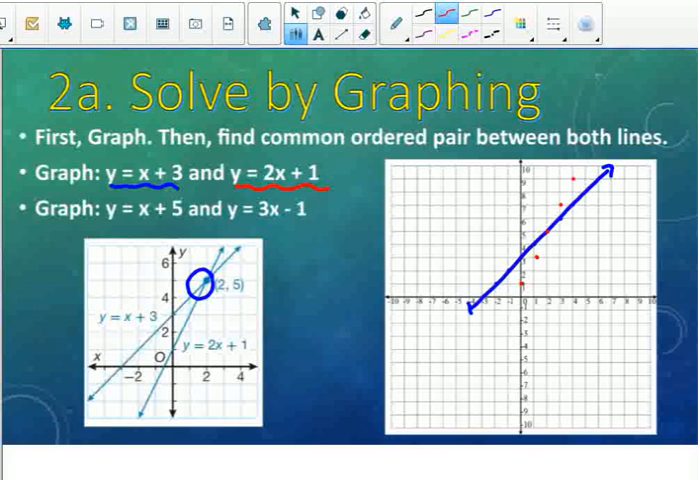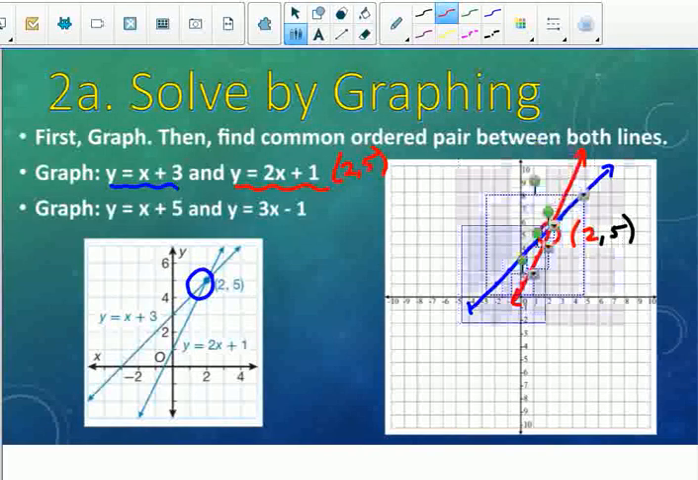You can see my points here. I can now draw my line. They cross right here, so that solution would be 2, 5. So I can put that over here. 2, 5 would be the solution to that one.